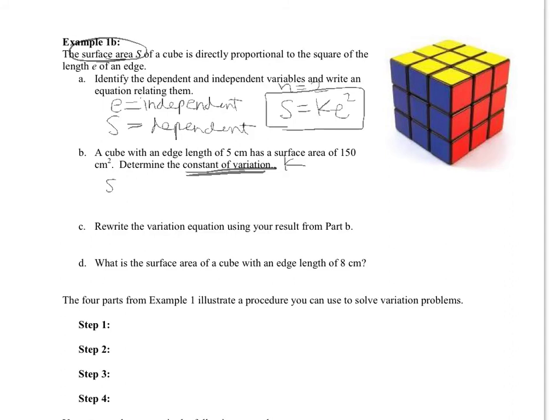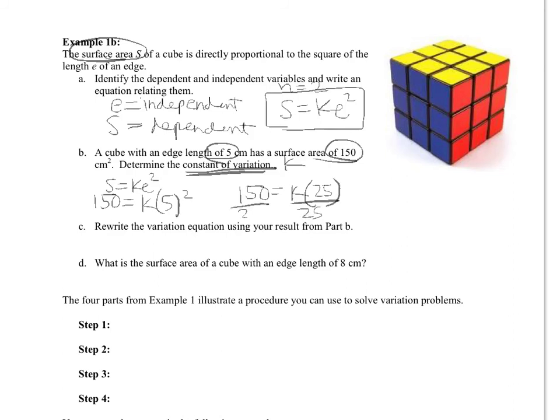So we can say S equals K E squared. We know we have a surface area of 150, so 150 equals K times the edge length is 5 squared. We're going to solve for K, so we have 150 equals K times 25, because 5 squared is 25. Divide both sides by 25. And you should get K equal to 150 divided by 25 is 6. So our constant of variation is 6.